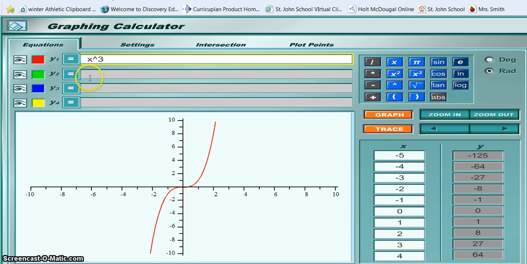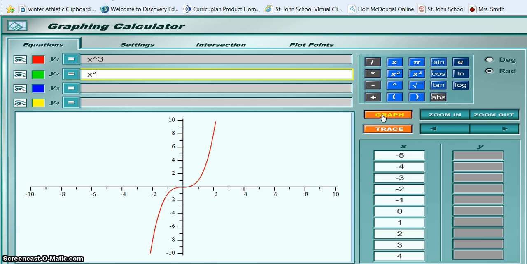Now, just for fun, with the green one, I'm going to make a quadratic equation. What's the parent quadratic again? y equals x squared. Oh, I could have just done that, huh? Oh, to square it. Let me see. Back it up. I need to hit x and square it. I could have cubed that one. Did you see that?